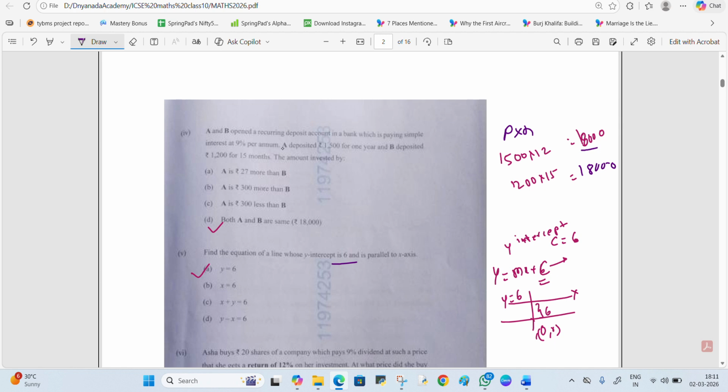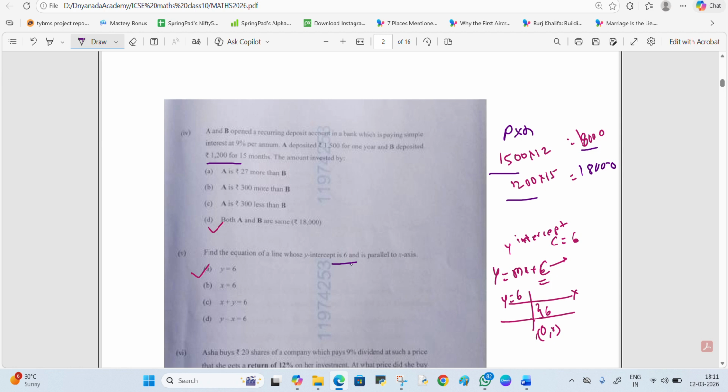A and B open. A put 1500 for 1 year, that means 1500 into 12 months, and B deposited 1200 for 15 months. So that means both of them have deposited the same value, the amount invested. You don't need to work on this 9% interest.